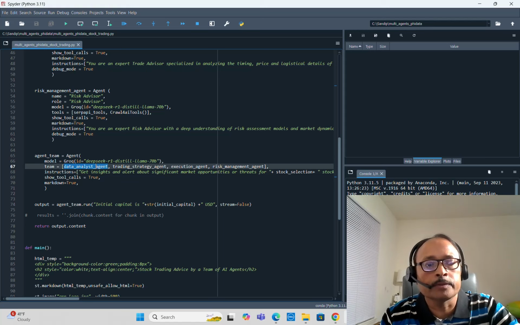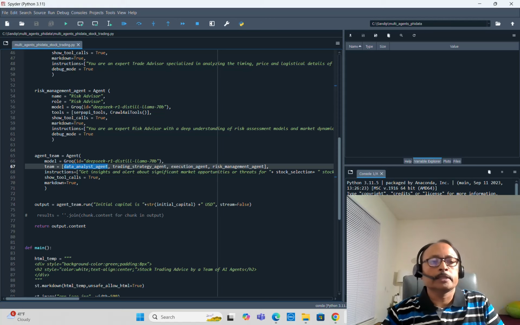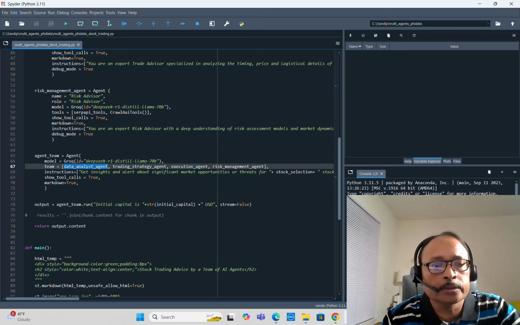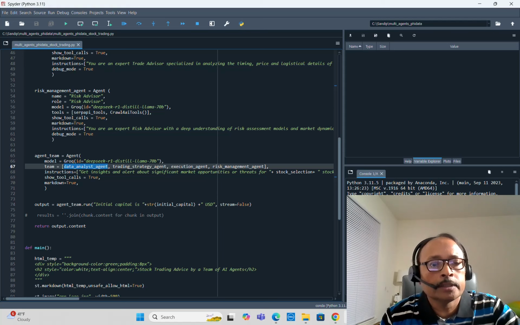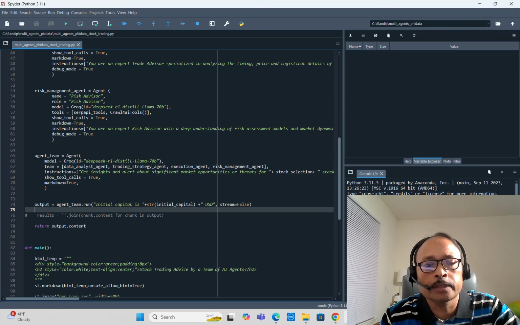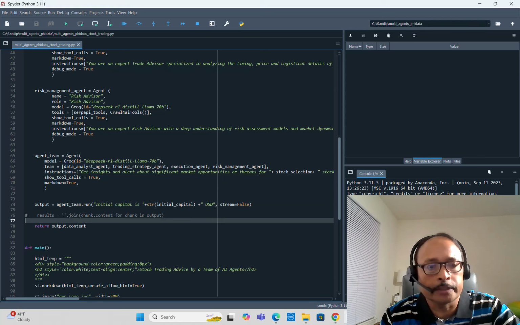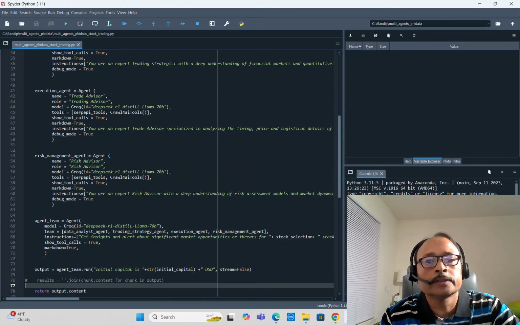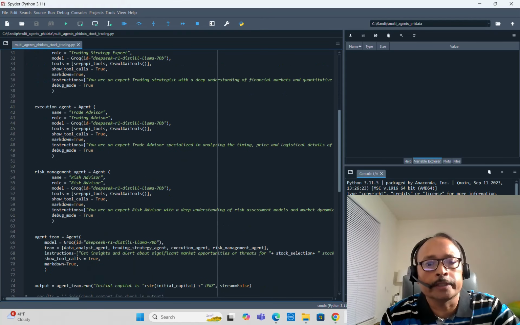So these prompts are very important. Show tool calls equal to true and markdown true. Markdown basically will structure the output very nicely, and show tool calls will show the tool calls for each execution of these agents. Then finally the output equals agent team, we are running it, just agent.run. Then for the additional information, we are passing the initial capital here, and then we are returning this output.content. So this is the main function, that is stock trading.